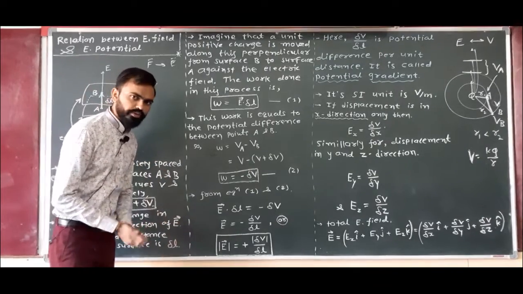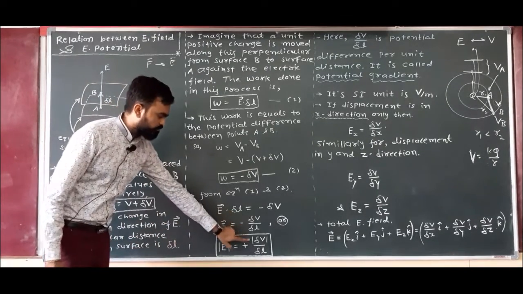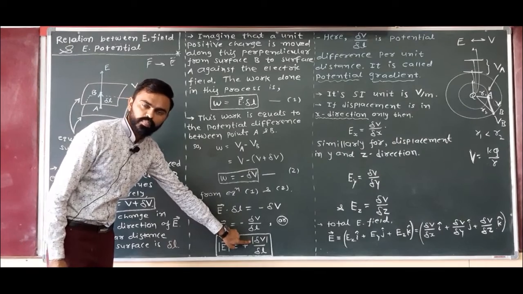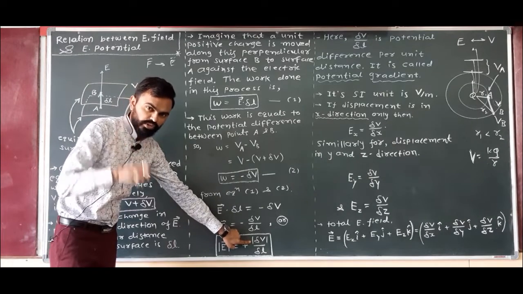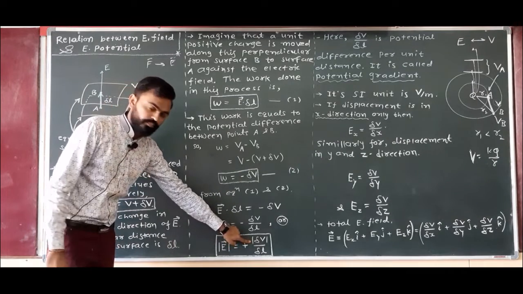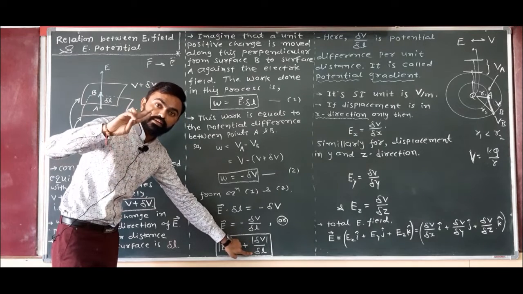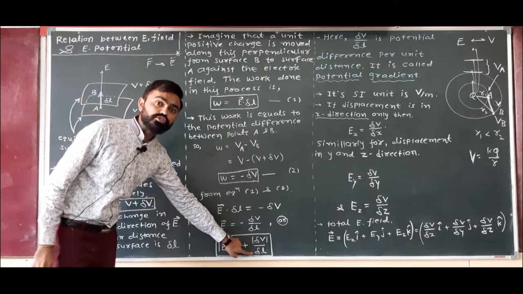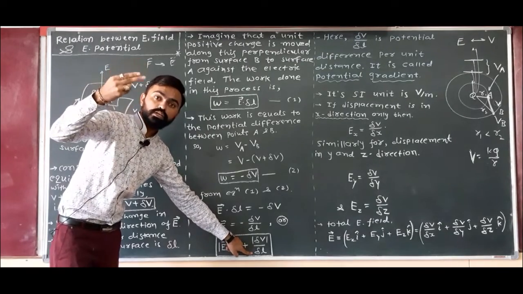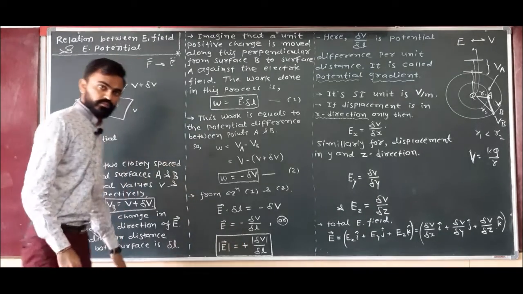See, in the numerator there is delta V, right? What does it mean? Change in potential when you move from one point to another point. What is in the denominator? It's a change in length, delta L, right? So this is a ratio of change in potential to the change in length.